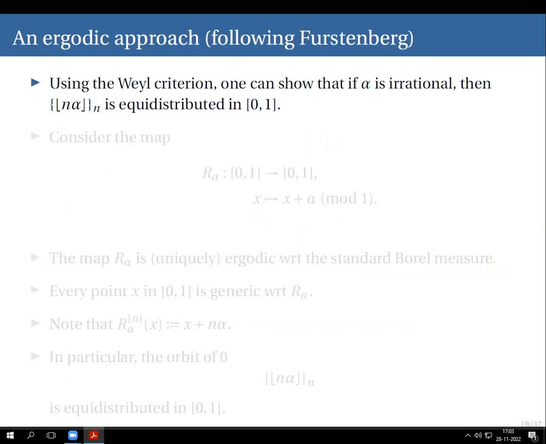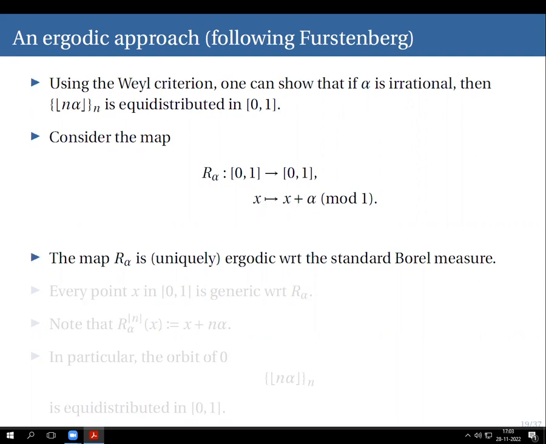Okay, so maybe to keep myself grounded, this example helps me a lot. If you have an irrational number alpha, using the Weyl criterion, you can show that the sequence n alpha is equidistributed in [0, 1]. But you can also look at the rotation by alpha map, so you take x to x plus alpha. And in ergodic theory, this is what's called a uniquely ergodic map. So the Borel measure is the only thing that works for this system to be ergodic.